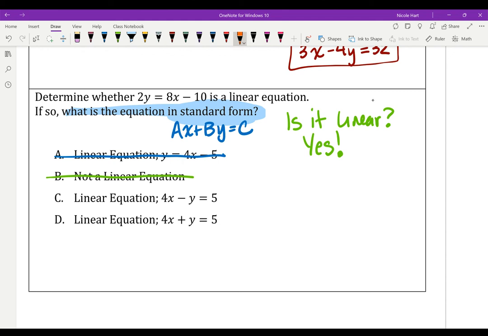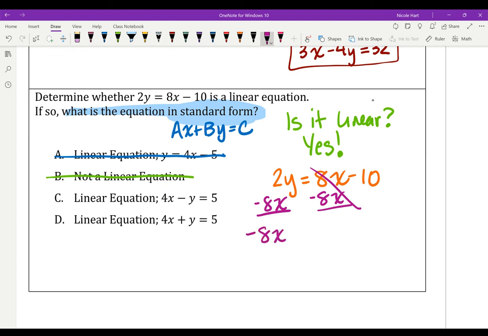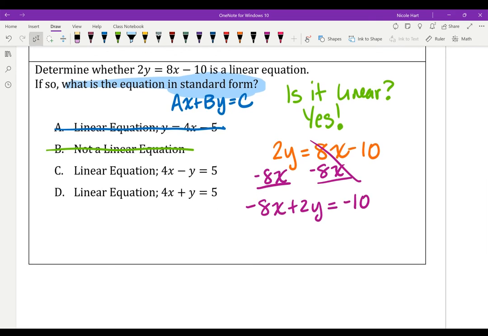So what we're going to need to do is put this into standard form. So we have 2y equals 8x minus 10. I want to get x and y on the same side, so I am going to subtract 8x. When we do that, we have negative 8x plus 2y equals negative 10. So one of the big parts is that we need to have x not be negative, so we need to get rid of that negative in front of 8.